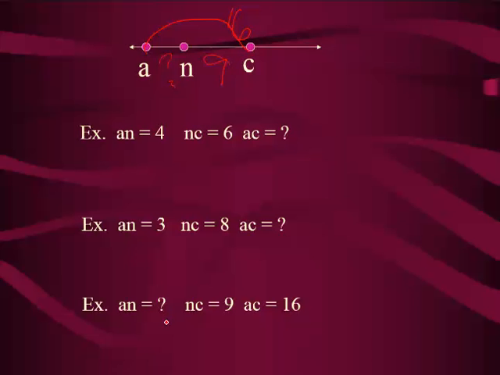Well, if we just follow our formula, we can add the two parts, and that equals the whole. Now, it's just an algebra problem, so you should be able to subtract 9 from both sides, cross that out, and our missing number is 7. So AN would equal 7. And that is it for betweenness.